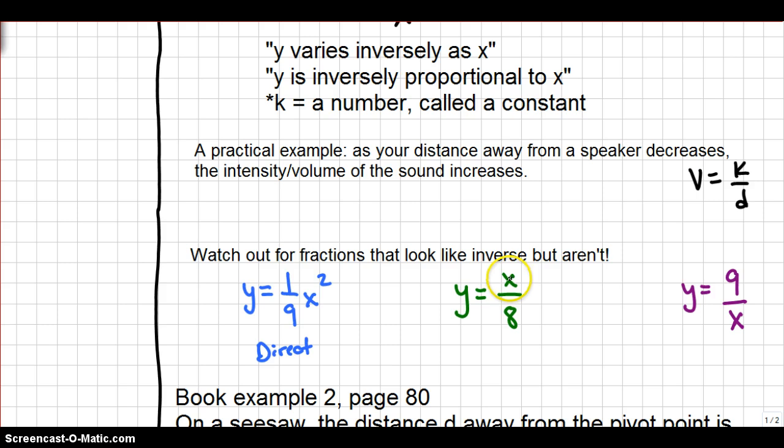Similarly here, we have a variable and we have division going on, but the variable is not the thing that's being divided. So this is also a direct situation, which can oftentimes be misconstrued or misidentified as inverse. The only one of these three which is, in fact, an inverse situation is the last one. This one is inverse because the x value is on the bottom of the fraction and is being divided. So students just need to watch out for those situations. I don't want students to get tricked unnecessarily.